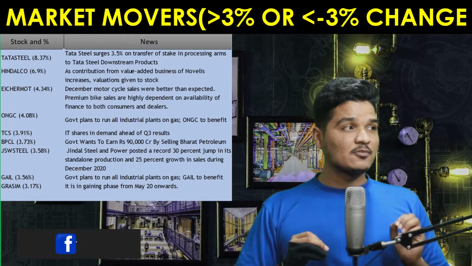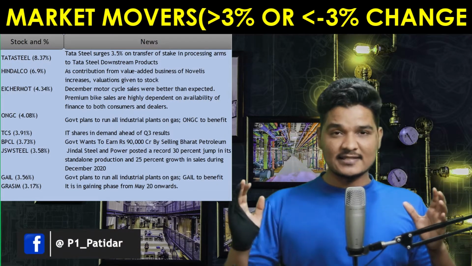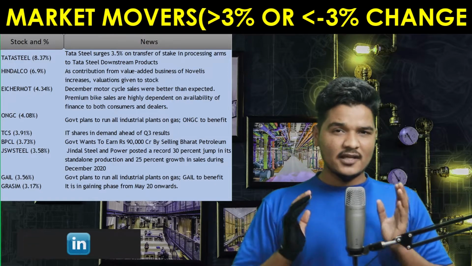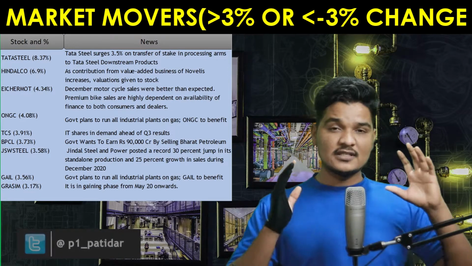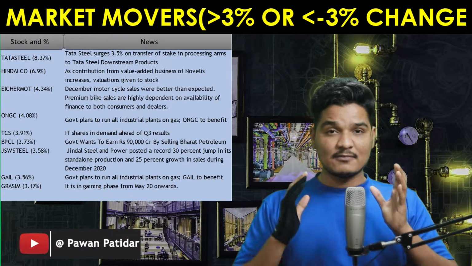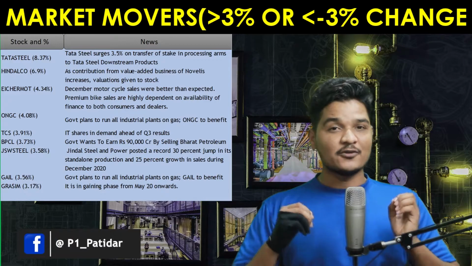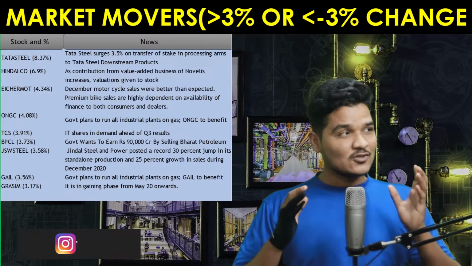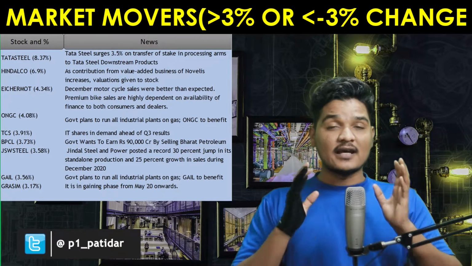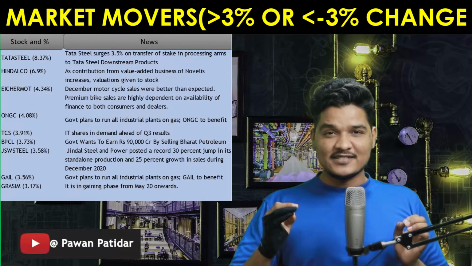What about Eicher Motors? Well, if you see the December motorcycle sales, they have increased. A vaccine is expected, and Eicher Motors sells bikes, which are premium bikes. So if people are going to earn something, then definitely they are going to invest in bikes as well. So that's why investors are hoping that Eicher Motors will do great business in future.